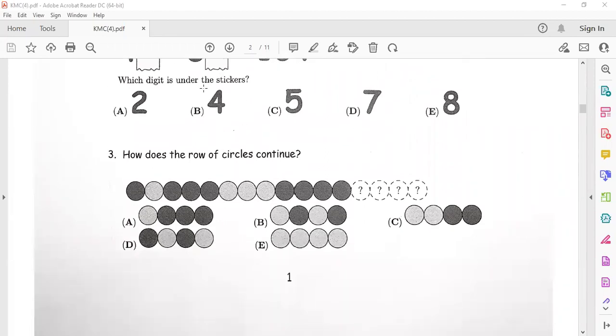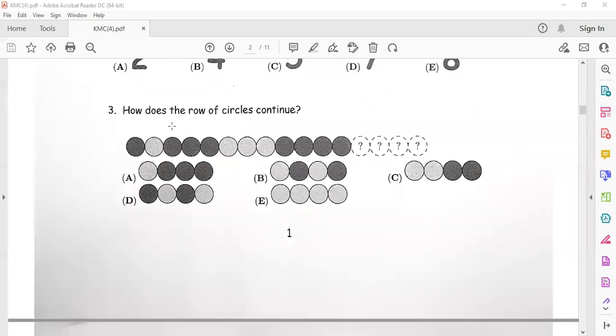Number 3. This is a question that relates to pattern recognition. Look here: dark gray, light gray, 1 and 1 of each. Then 3 dark grays, 3 light grays, 4 dark grays. You guessed it right, 4 light grays. Got it? Clear? Let's move on.